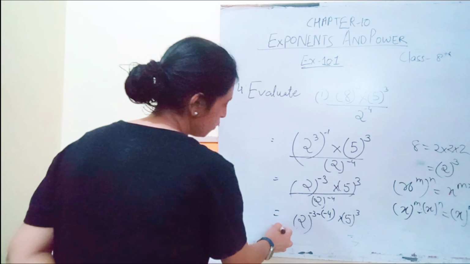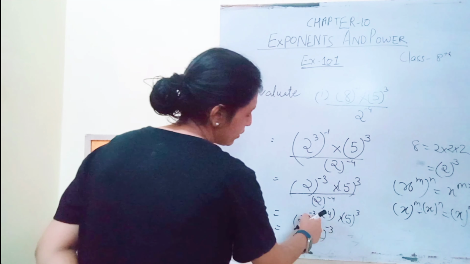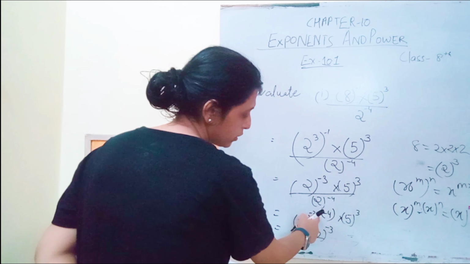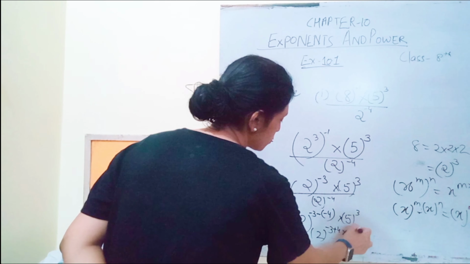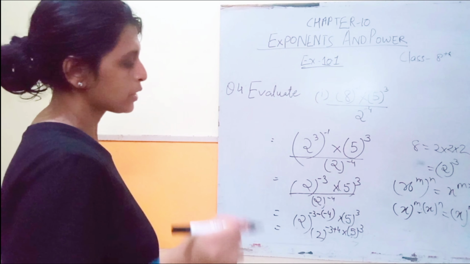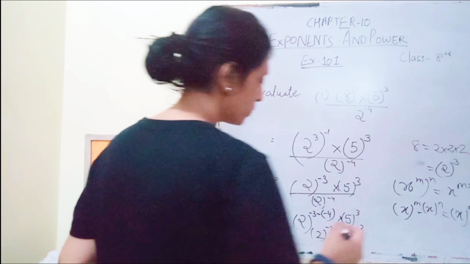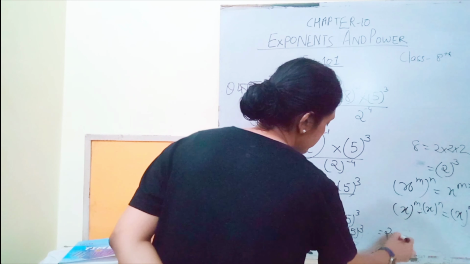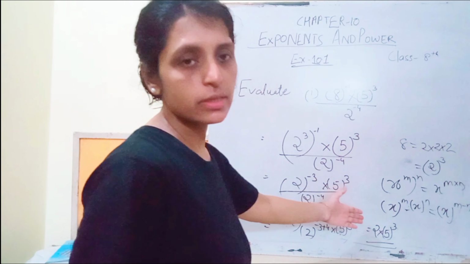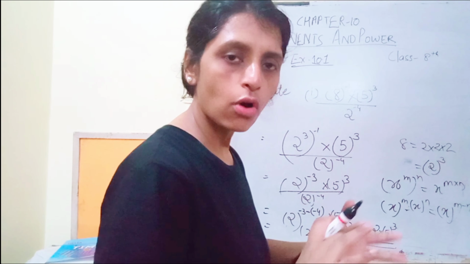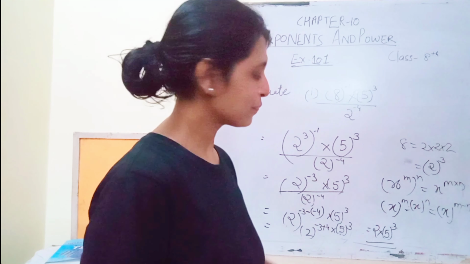Now 2 raised to minus 3, and then the bracket will open. The minus sign अगर बाहर होता है तो what will happen? This minus minus will become plus, into 5 raised to power 3. Now minus 3 plus 4, so 4 minus 3 will be 1. So 2 into 5 raised to power 3. This is the answer. You can keep this value in the form of power also, or you can further solve it. Okay, so I hope you got this.